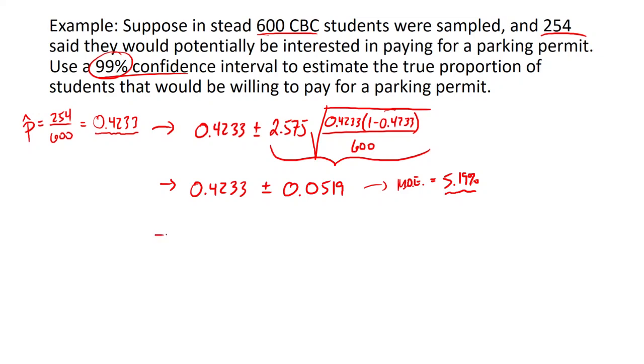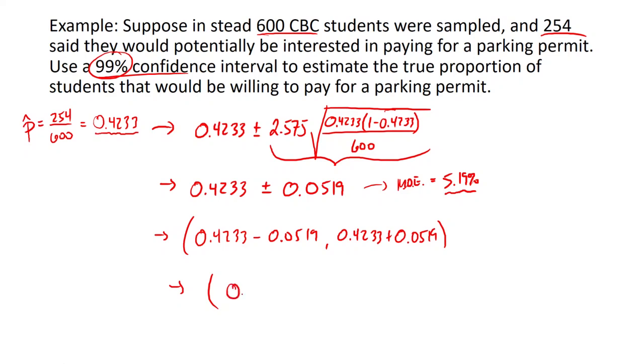Okay, and so to get the interval, it would just be 0.4233 minus 0.0519, and then 0.4233 plus 0.0519, and then whatever those come out to be, I don't know, 0.37 something, 0.3714, and up to 0.4752. There you go. So we were able to get ourselves a narrower interval because we have a lower margin of error. And the reason is because we took a bigger sample size.